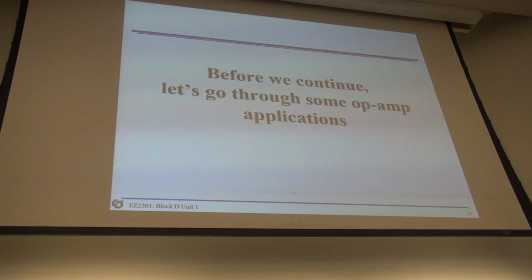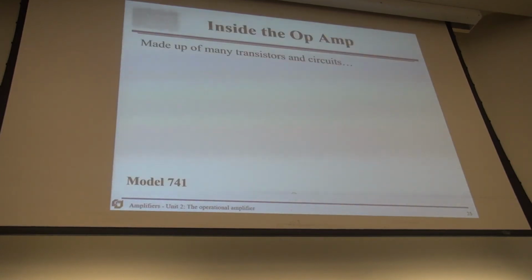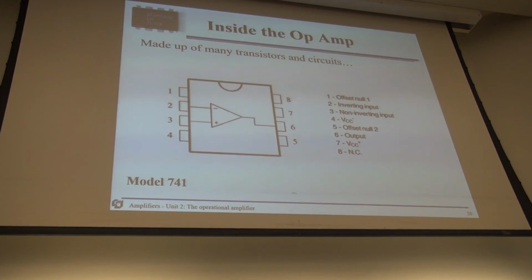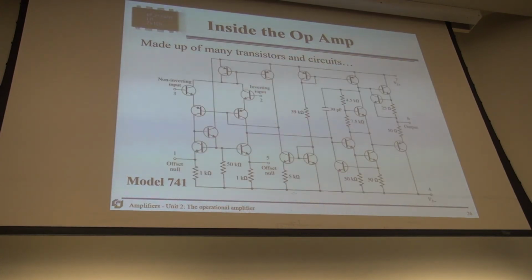So let's review some of those amplification applications for op-amp. Inside the op-amp, you have seen this. Inside this one is a very classical, successful design of op-amp. It's called 741. Don't ask me why. Maybe they had 741 iterations. They designed this, I don't know, but maybe. I already told you what this is, and inside this chip is like this.